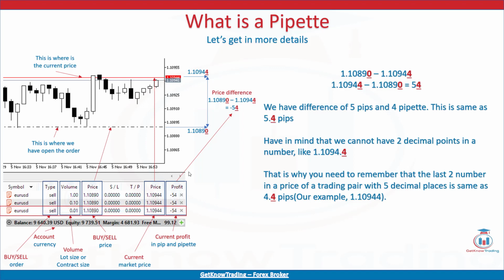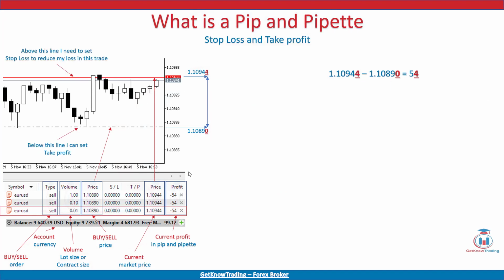Have in mind that we cannot have 2 decimal points in a number like 1.1094.4. That is why you need to remember that the last 2 numbers in a price of a trading pair with 5 decimal places is the same as 4.4 pips. Our example, 1.10944. While the order was a sell order, I have the result of minus 54 because I did not predict the correct price direction.